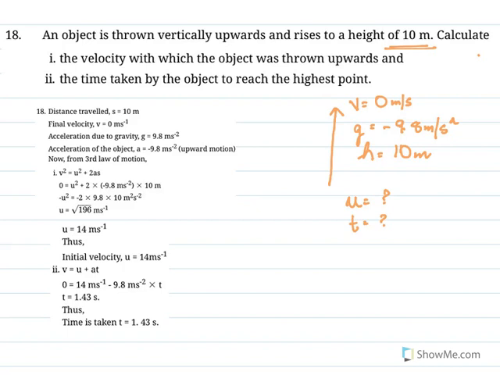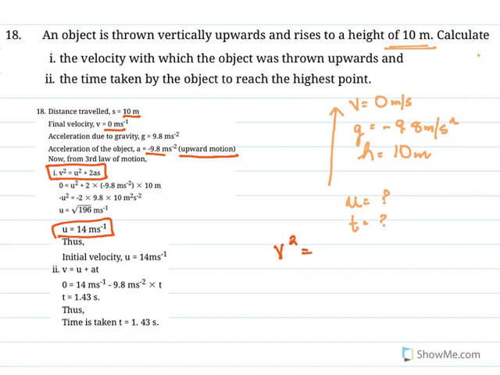So here we have distance given as 10, final velocity is 0, and acceleration due to gravity is of course negative because it is upwards. So we have v squared equals u squared plus 2as. You put the formula here, you put your values, and you get your u as 14.